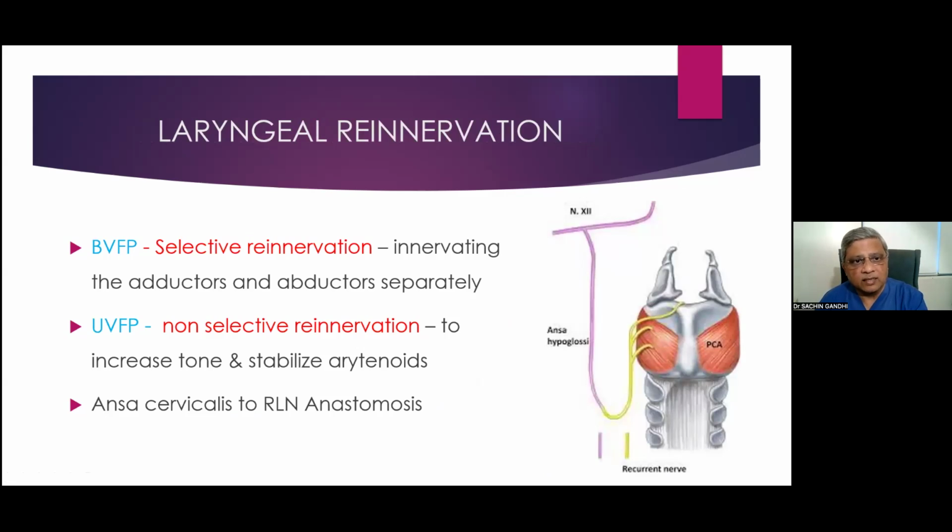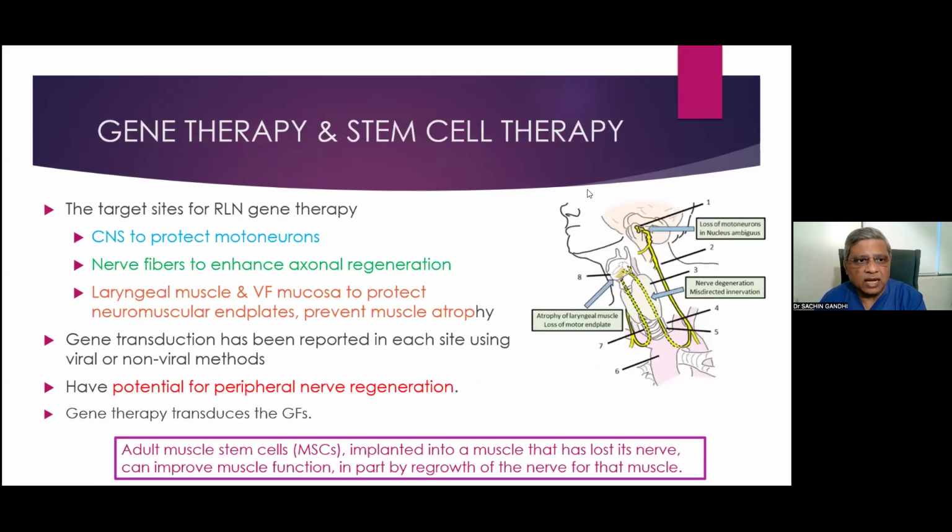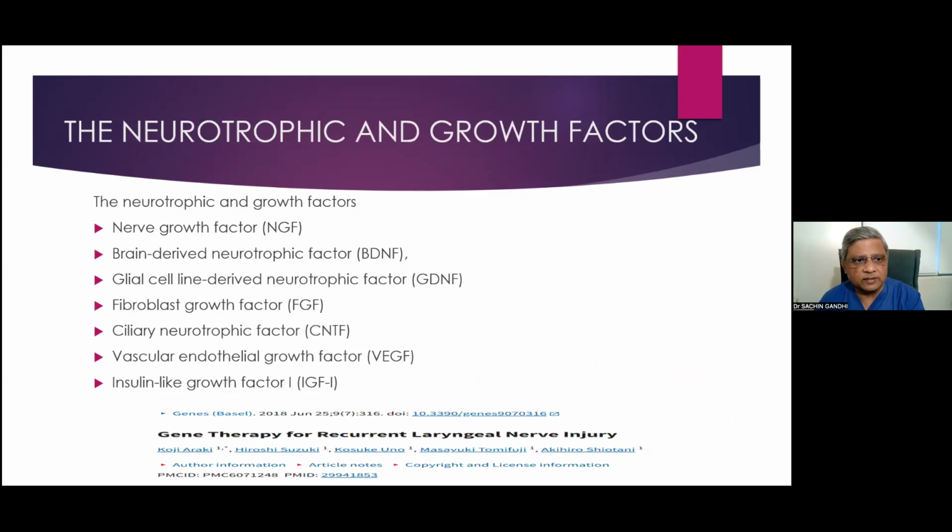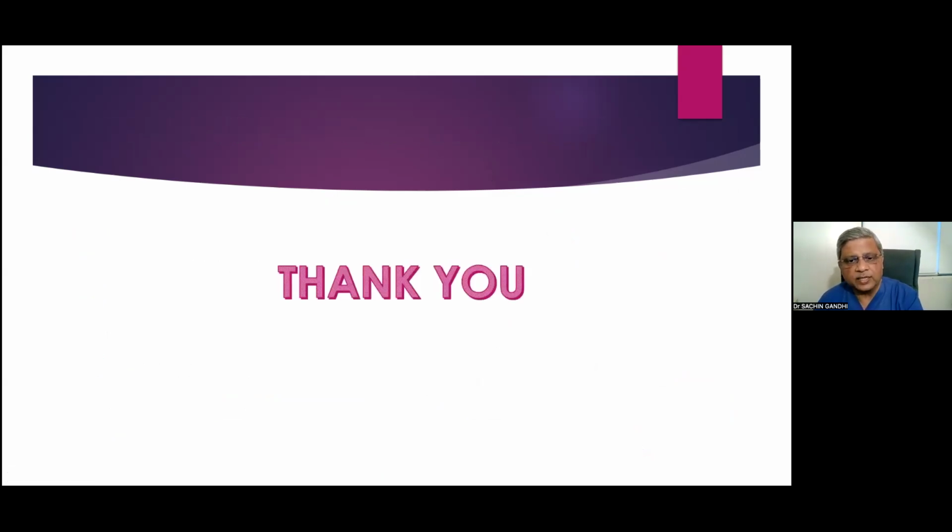movement. Again, laryngeal reinnervation has been tried even for bilateral abductor palsy. There are various techniques. And gene therapy, stem cell therapy is the newest thing which has come. So you just inject these growth factors, these stem cells into the vocal cord and wait for the reinnervation. So these are neurotrophic and growth factors that are available. And this is a new research which has tried to regain the vocal cord mobility.